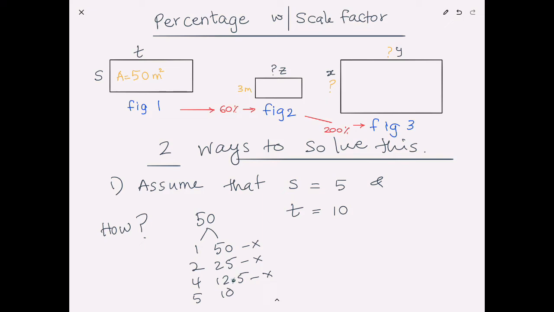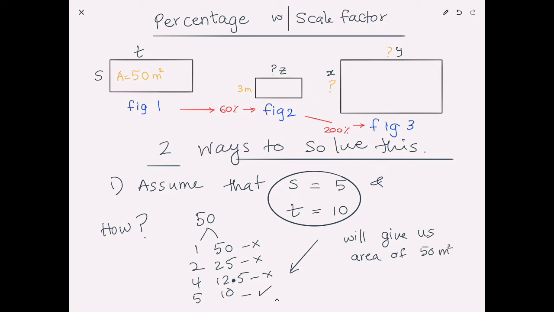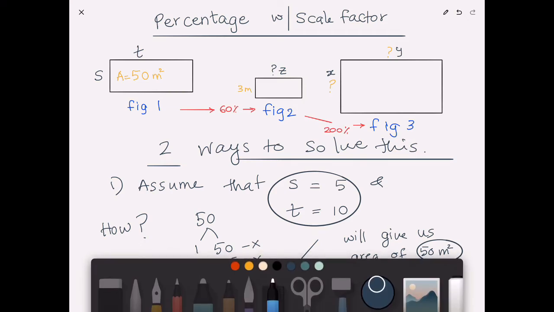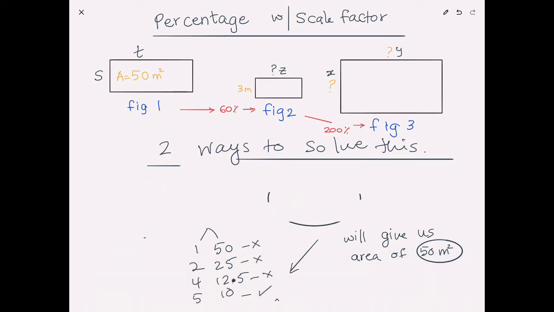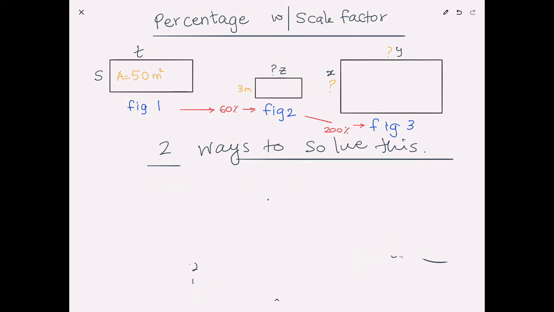Since this is a reduction, I cannot take 1 times 50, and the same reason goes for 2 times 25, because whatever measurement S is, it has to be more than 3. So I'm going to assume that it is 5 and 10, and this will give me an area of 50. And why not 4 and 12.5? Because it's decimals and I don't want to work with decimals. So I'm just going to go with the easiest one. So 5 and 10 will give me an area of 50 meters squared.